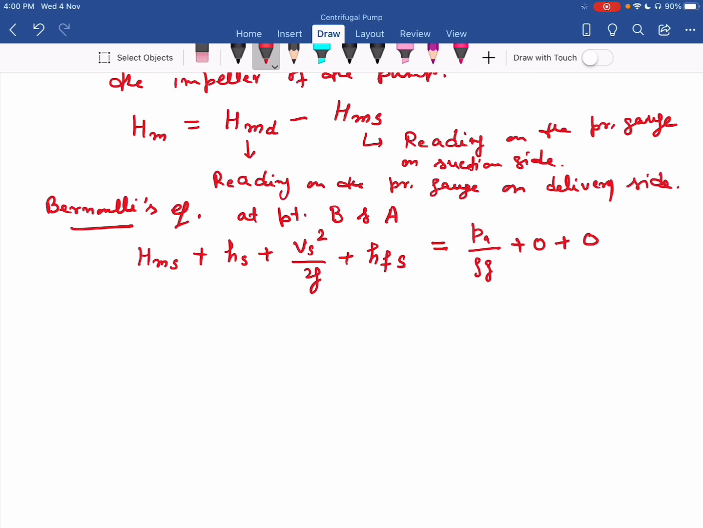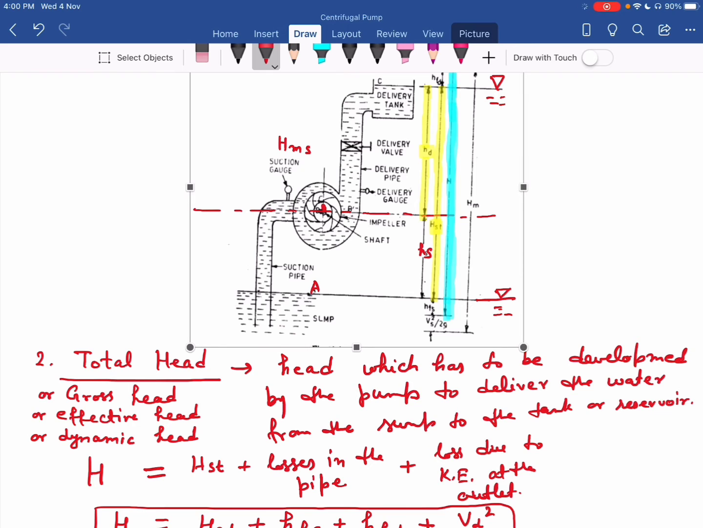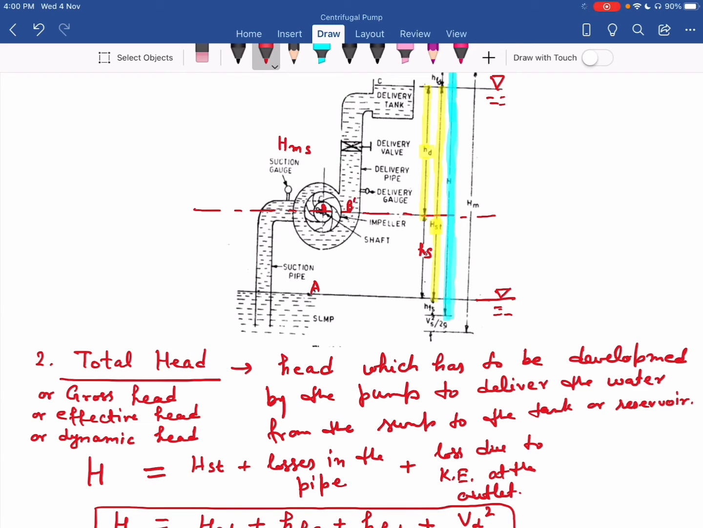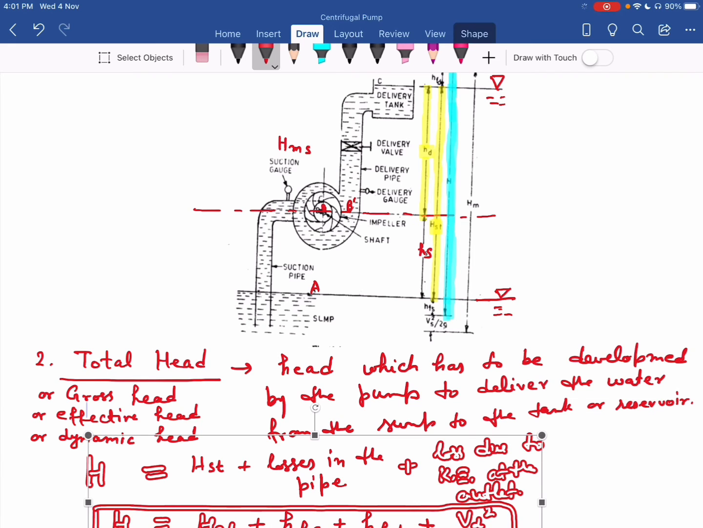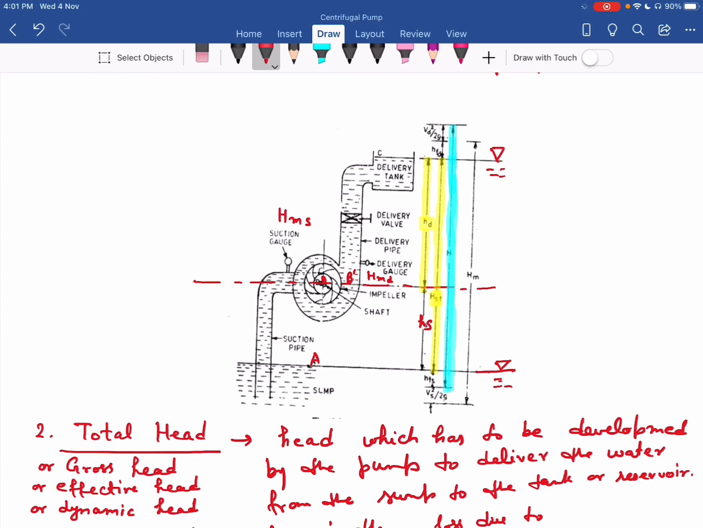Now I again apply Bernoulli's equation at point B dash and point C. My point B dash is on the delivery side of the pump, here. At B dash, my pressure gauge reading is HMD. And my point C is the reservoir or tank level, so this is my section C. At these two levels, B dash and C, I apply Bernoulli's theorem again.